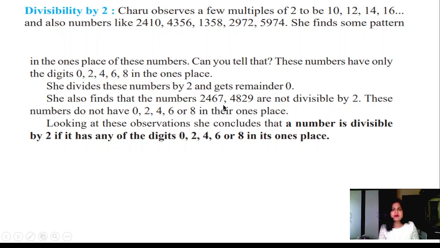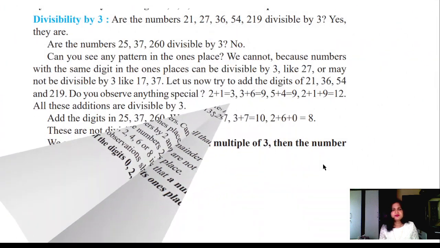She also finds that numbers like 2,467 and 4,829 are not divisible by 2. These are odd numbers. These numbers do not have 0, 2, 4, 6 or 8 in their ones place. Looking at these observations, she concludes that a number is divisible by 2 if it has only the digits 0, 2, 4, 6, 8 in its ones place.